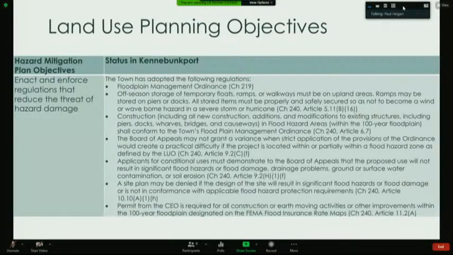Werner, how is it? Go ahead, Tom. I had a question for Werner. Werner, how is the prohibition on docks in the V zone worked out? Has it been controversial? Has it been around for a while? It's been around for a while.